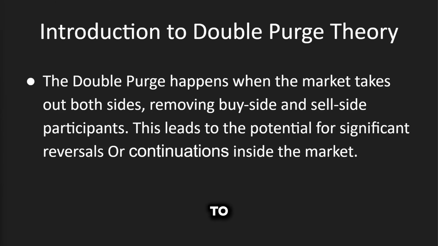A simple introduction to the double purge theory is when the market takes out both sides, removing buy side and sell side participants. This leads to a potential for a significant reversal or a continuation inside of the market.